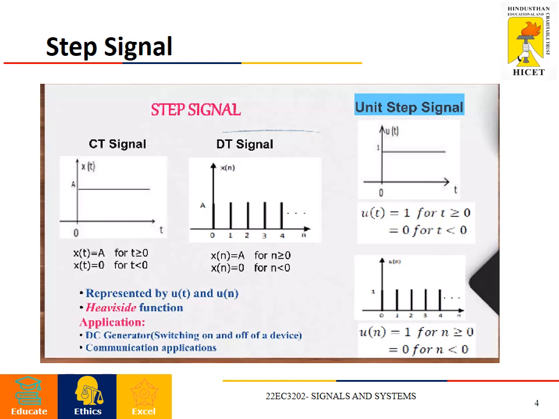See the diagram. Here, it will be 1. The signal will be 1 for t greater than or equal to 0. If t is less than 0, the unit step signal becomes 0. The unit represents 1. Otherwise, we represent it as a. That is x of t equals a for t greater than or equal to 0, and it will be 0 for t less than 0. Likewise for the discrete time signal. And the application is that it can be used in communication applications and DC generators.